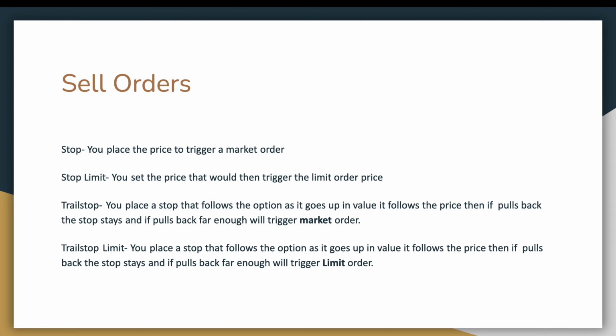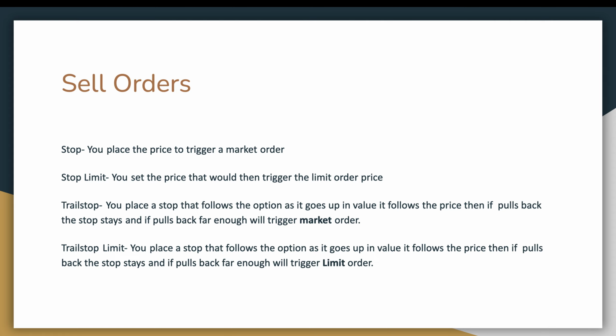Then if it pulls back and hits $1.10, it's going to trigger a market order to sell at the best price it can get. It could likely be $1.10 if it's a liquid stock. It may be $1.09, 8, 7, 6. It just depends on what the next option can get filled at and how liquid the stock is.